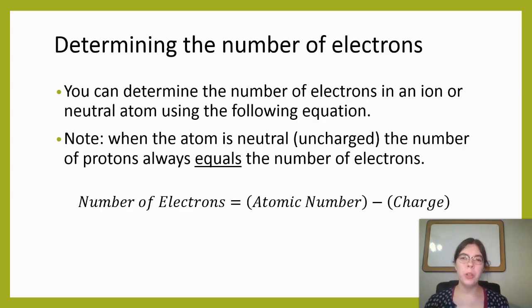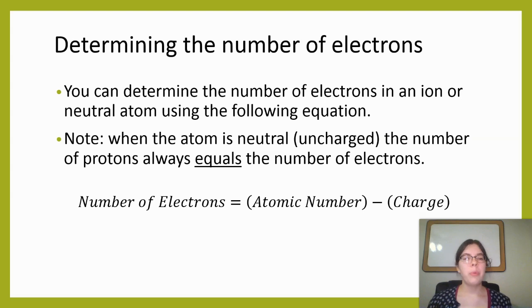Okay, so this is all important information when we're trying to figure out the number of electrons in either a neutral atom or an ion. So if we have a neutral atom, it's really easy. The number of protons is always going to equal the number of electrons. That's because your positive charges have to balance out your negative charges so that overall you're neutral or you have a charge of 0. However, for ions, we have to do a little bit more work.